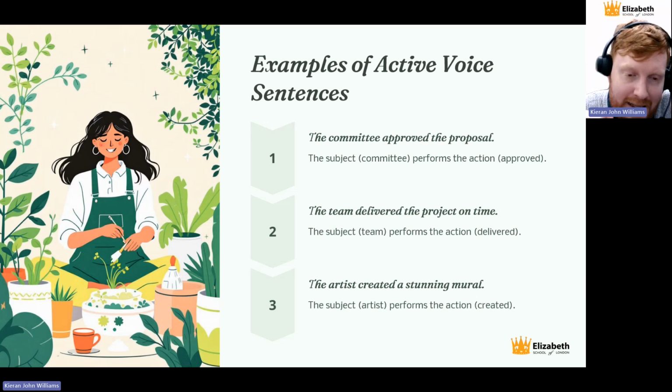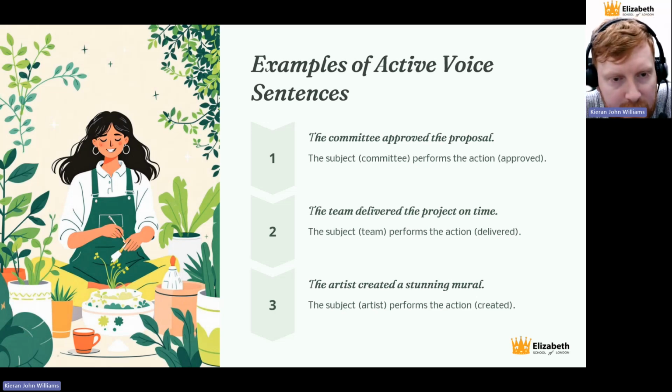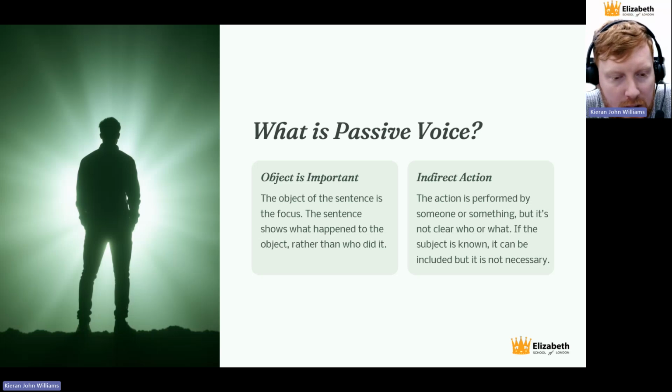Okay, and then in the third sentence underneath, the artist created a stunning mural. So we have the artist. This is the person who does the action. We've got created, which is the action. And then we've got the object, which was the stunning mural. So that is, as I've said before, active voice. This is generally how we create sentences. But let's have a look at what is on the other side.